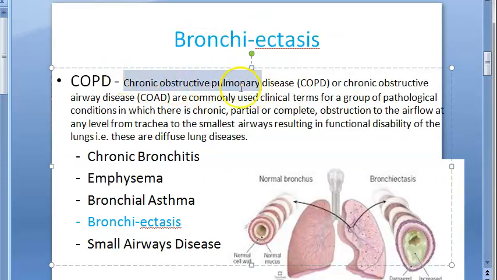Bronchiectasis is a chronic obstructive pulmonary disease or a chronic obstructive airway disease. How is it different from the others? Because they affect the bronchi and bronchioles. Emphysema affects the alveoli. Emphysema is caused by smoking. Bronchiectasis is caused because of obstruction and infection, finally leading to the dilatation of the bronchi and bronchioles.